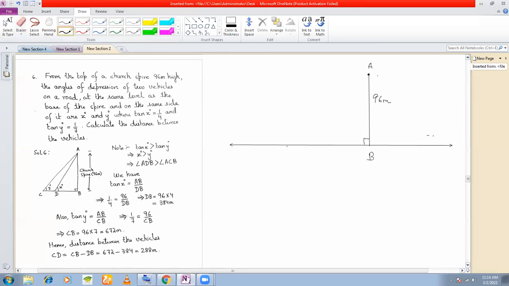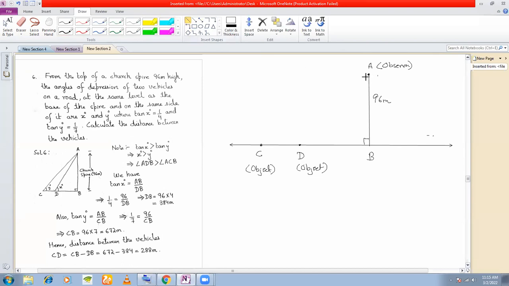So on the same side means suppose you have one vehicle here and you have another vehicle, let's say here. Let's call this point C and this point D. So you have two vehicles, one at C and the other at D. The angle of depression means the observer is at a higher position and this is an object, right? And this is another object, right? So let's draw his line of sight.